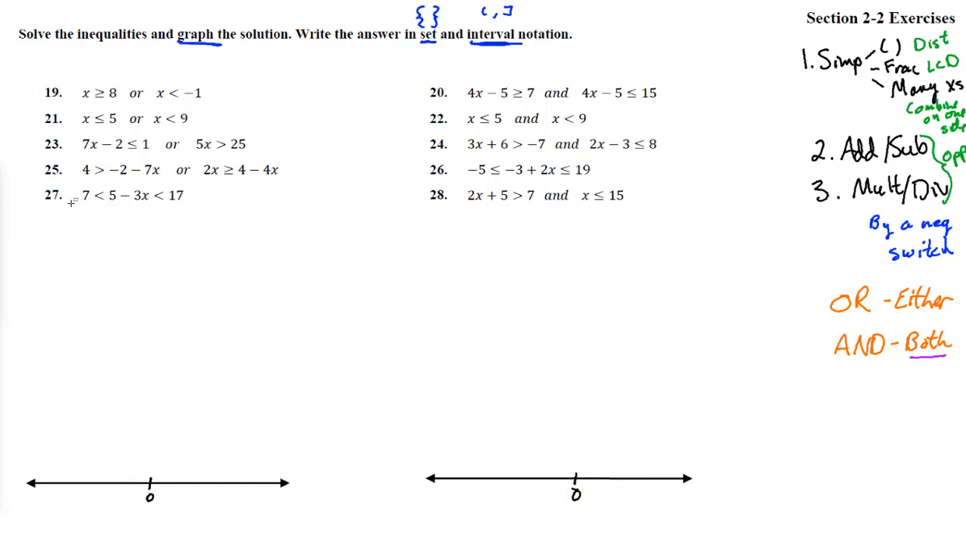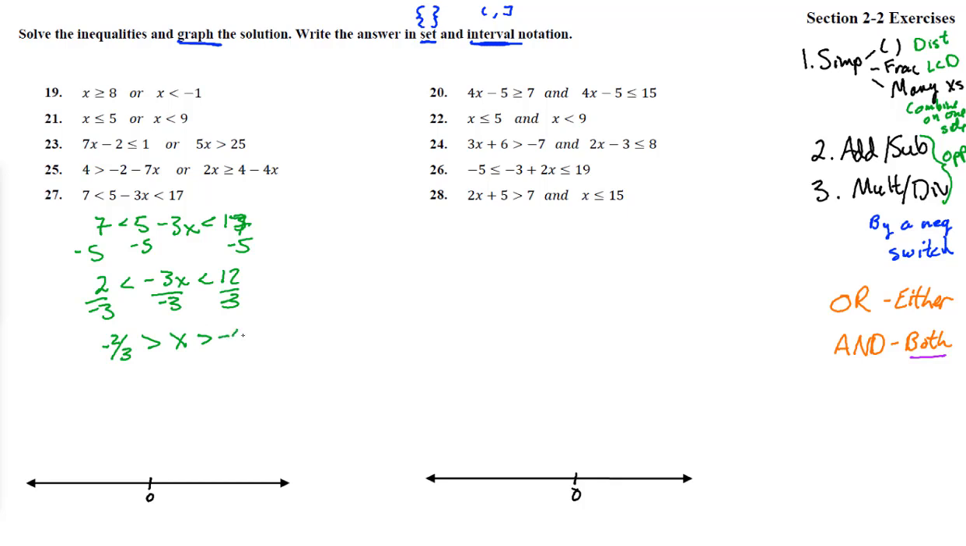Excellent. And number 27. Here we have a compound inequality. This is an and, so we could just write it down. 7 less than 5 minus 3x less than 17. Subtract 5 from all three places. This maintains the inequality, so we get 2 less than -3x less than 12. Divide by -3. Now pay attention to what we just did. We just divided by a negative number. That must switch the direction. So this is -2/3 greater than x greater than -4.